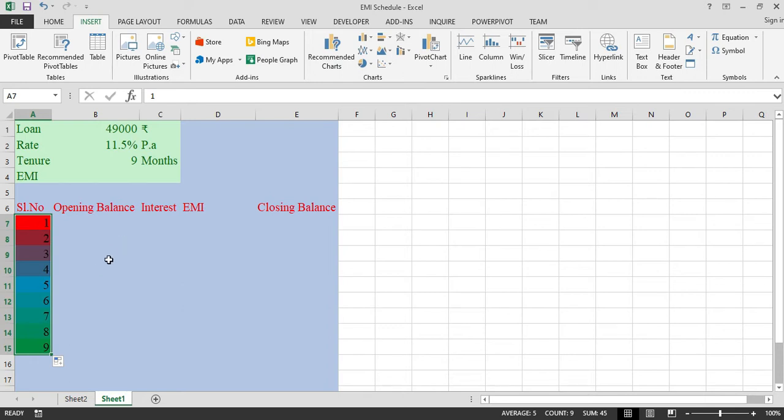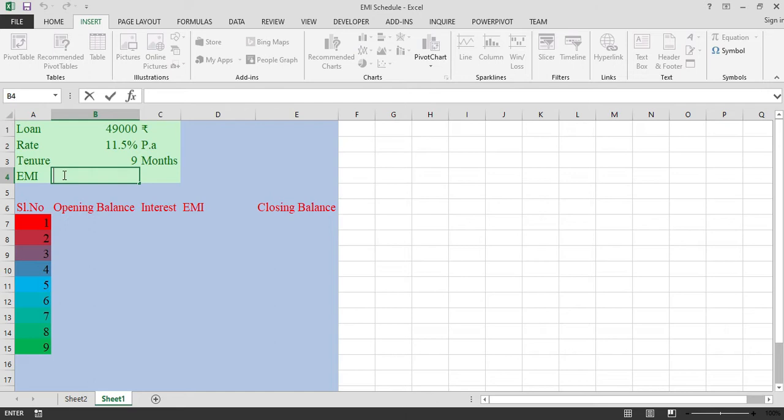So we are going to find out the EMI as well as the interest rate for 9 months for the amount 49,000. So let us find out the EMI.